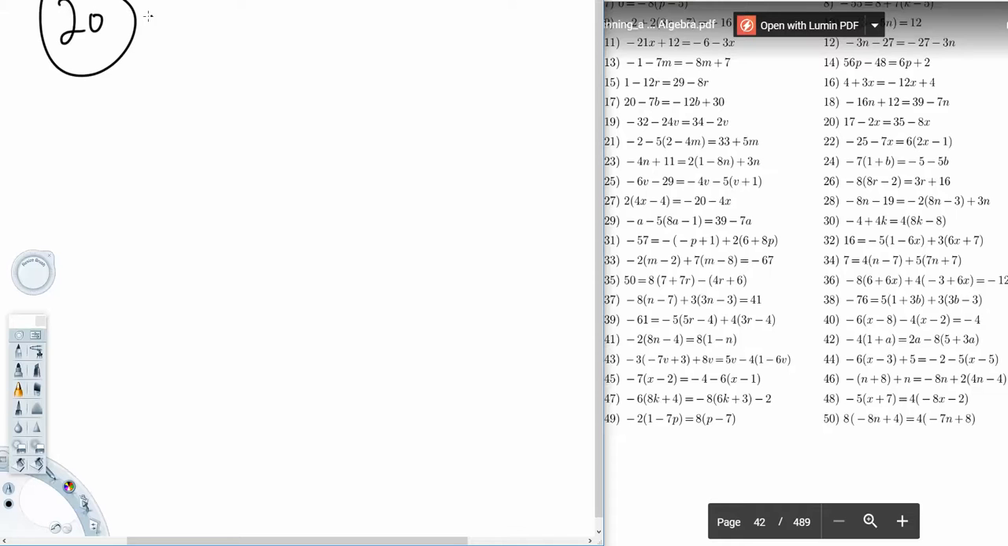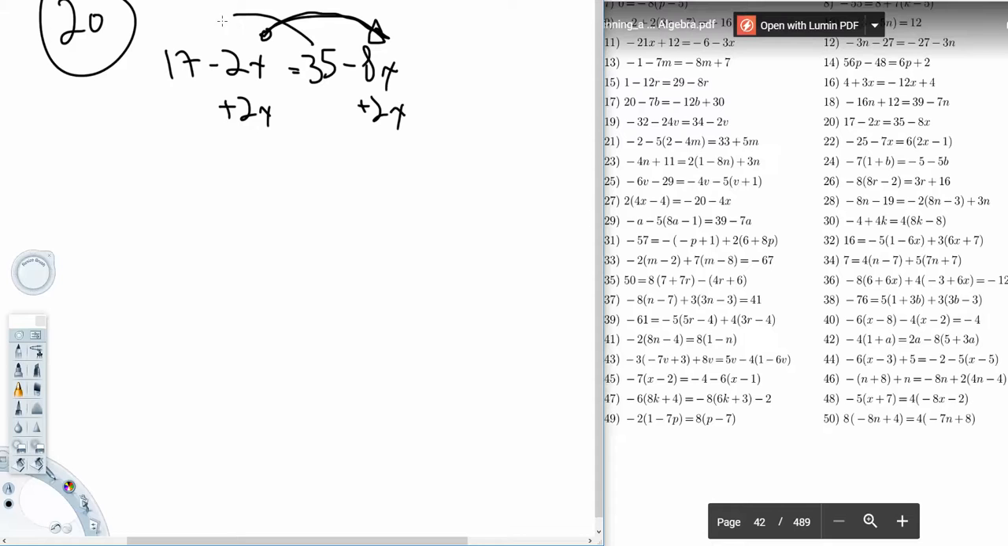Number 20 now. Number 20. 17 minus 2x equals 35 minus 8x. Okie dokie. So let's bring all the x's over here, or better yet, let's bring them over here. Let's do it that way. So plus 2x, and let's bring all this stuff over here. Minus 35, minus 35.